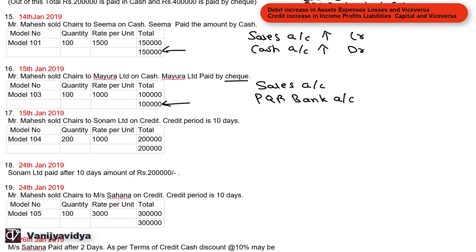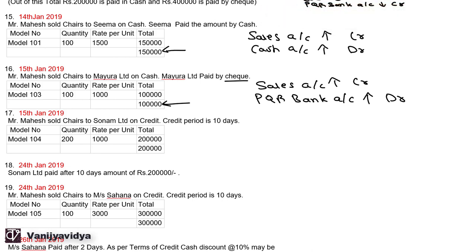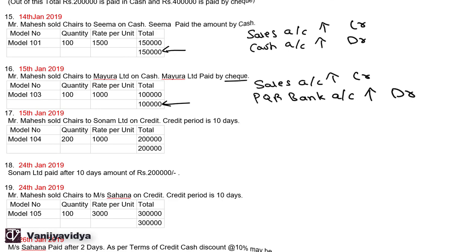Now sales account is an income account. There is an increase in sales. So we have to credit. PQR bank account is an asset account. There is an increase in the balance. So we have to debit. So journal entry will be PQR bank account debit to sales account and amount is 1 lakh. Let's pass this in.